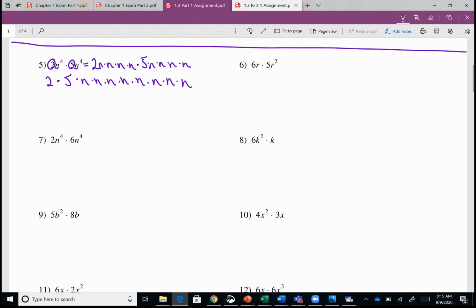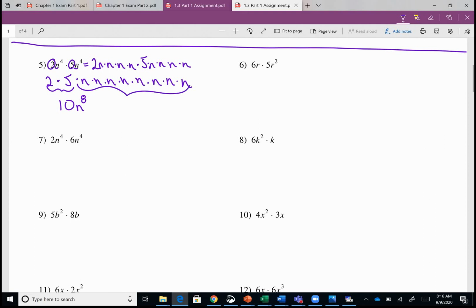So those exponents of 4, they just go with the n. What do I do with the 2 and the 5? What can I do, Chase? Maybe 2 times 5 would give me 10. I can multiply those together. And then, Chase, you said we had n to the what? N to the 8th. Because I have 8 n's I'm multiplying together. So here are my 8 n's.